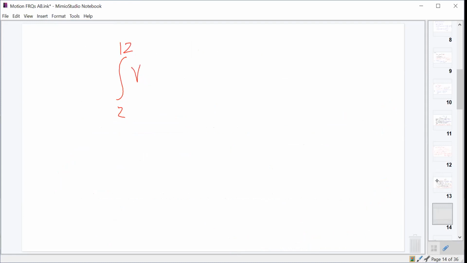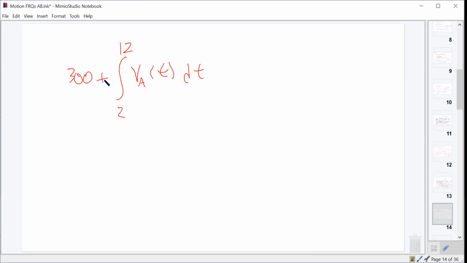How did they write it? They wrote v sub a, right? V sub a of t dt. But we have to include the 300 from the initial position at t equals 2. Everybody good with that being the basic initial setup?